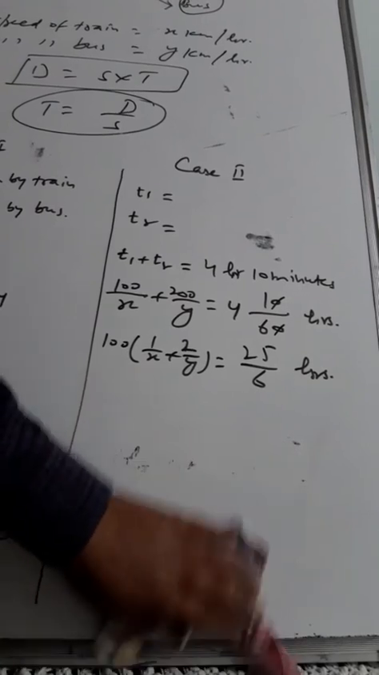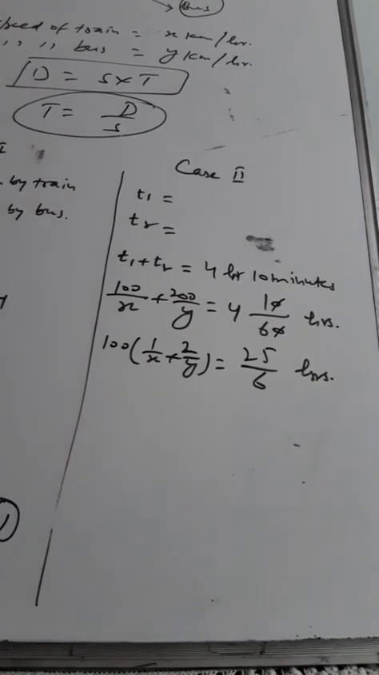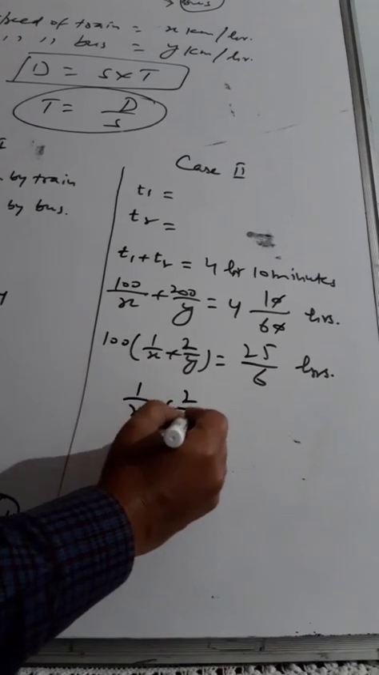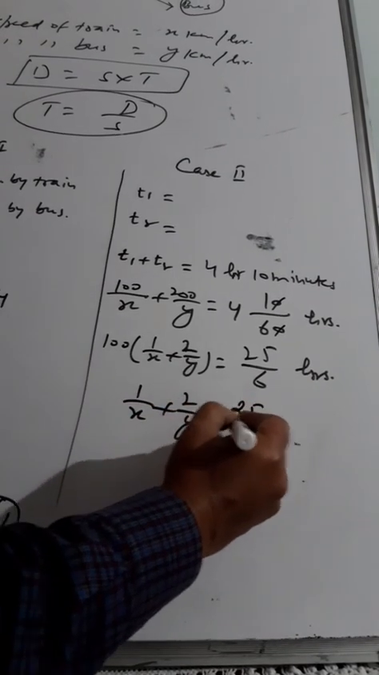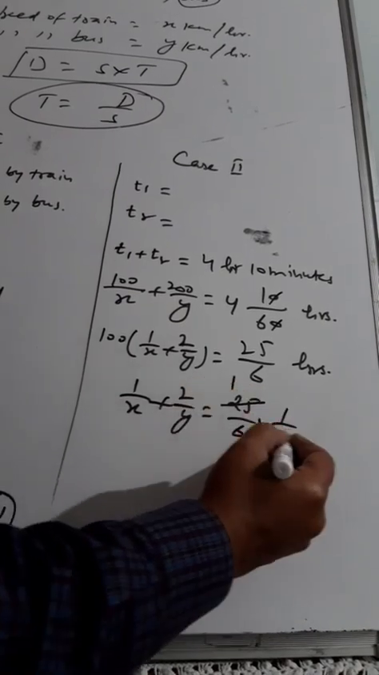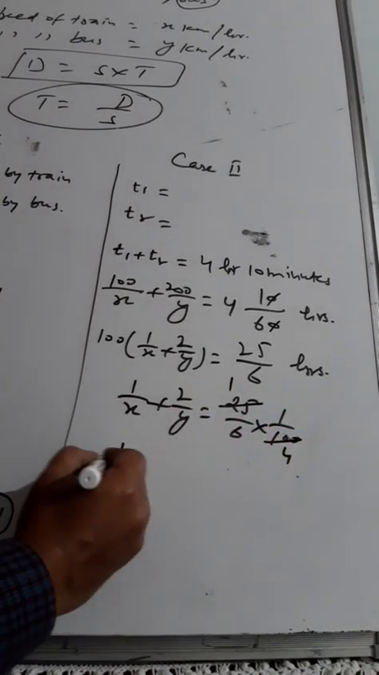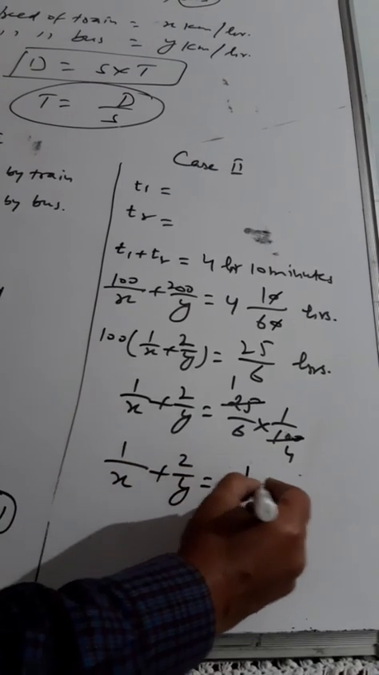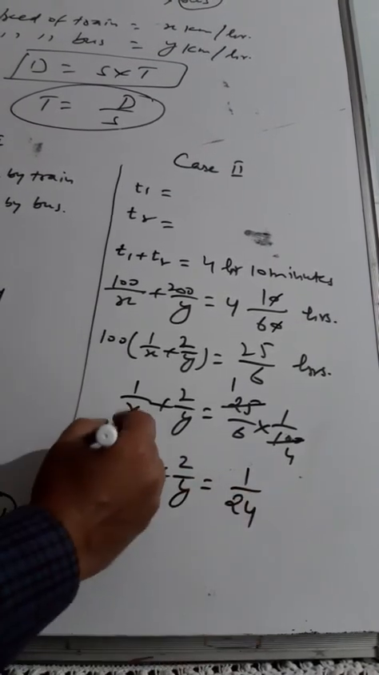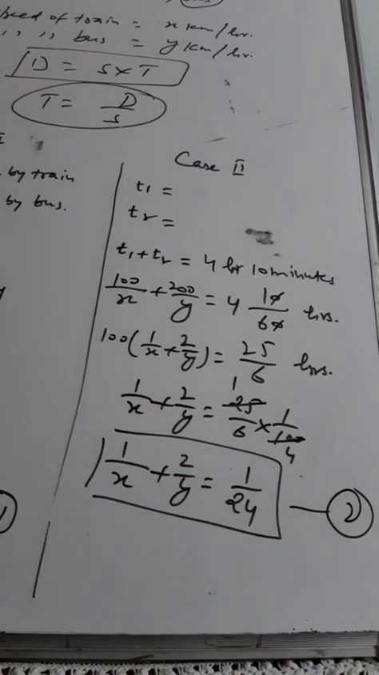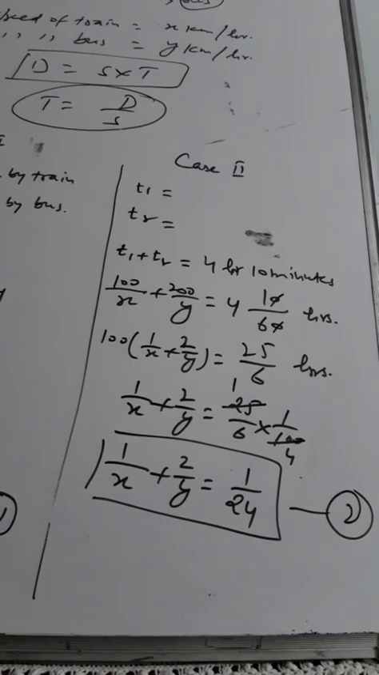So in the left hand side I have taken 100 common. What you can do now is 1 upon x plus 2 upon y is equal to 25 upon 6 into 1 upon 100. Do the calculations. 1 upon 4. Finally you are getting 1 upon x plus 2 upon y is equal to 1 upon 24. So this is your equation number 2. So equation number 1 and equation number 2.